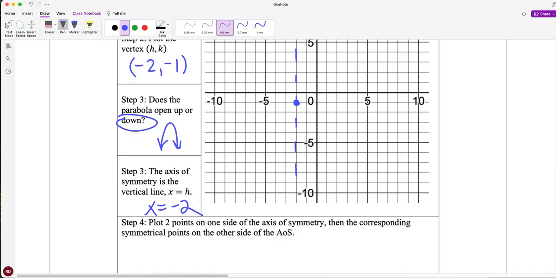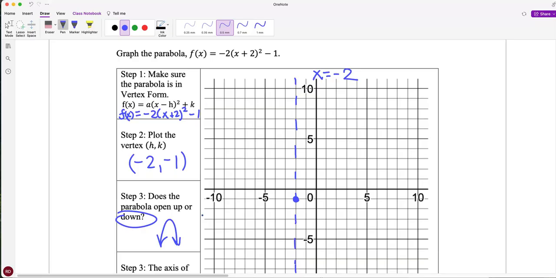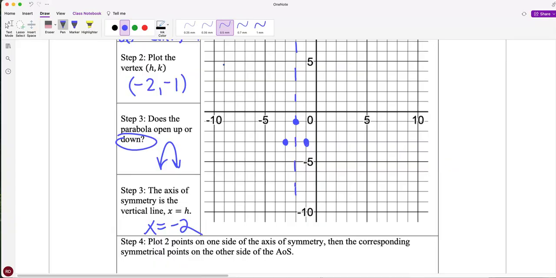Now, when it comes to plotting points, normally the pattern is I go over 1, up 1. With that negative 2 in front, I'm going to go over 1, down 2. And then there's a matching point right here. Normally I would go over 2, up 4. Multiply that by negative 2, you're going to go over 2 and down 8. So over 2 and down 8 puts me right there. And then I get a matching point right there. So this gives me enough to graph it.